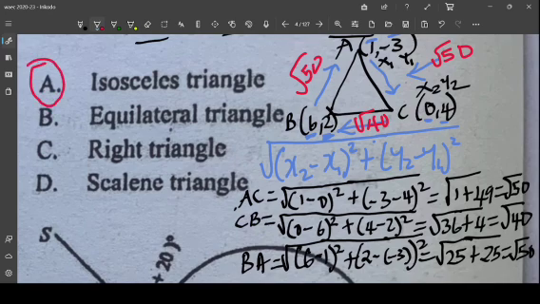So that is how to solve it. You need to learn this formula. When you know this formula, you are going to have no problem finding the distance or the length of each side of a triangle.